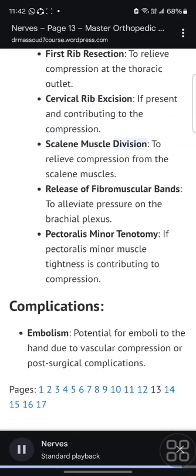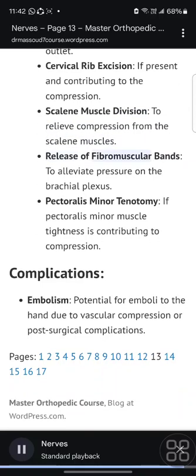Scalene muscle division, to relieve compression from the scalene muscles. Release of fibromuscular bands, to alleviate pressure on the brachial plexus. Pectoralis minor tenotomy, if pectoralis minor muscle tightness is contributing to compression. Complications. Embolism, potential for emboli to the hand due to vascular compression or post-surgical complications.